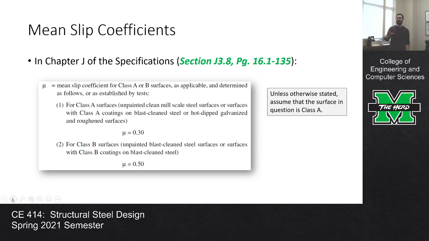Class A is basically regular old steel. Class B is basically for blast clean steel, whether it's been sandblasted or not is really the main delimiter there. More often than not, people are just assuming Class A surfaces. I'm not sure of a hyper amount of instances where folks are blast cleaning for this. Not saying it doesn't happen, of course it happens, I don't think it's in the majority. Most people are just going with Class A faying surfaces, and for Class A faying surfaces, we use a mu value of 0.3. And when I say faying surface, F-A-Y-I-N-G, that's just the contact surface between the two plates.